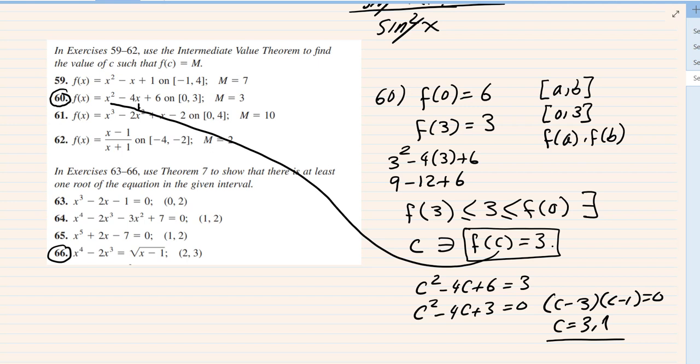Okay, there we go. Looks like we're good in this one. We're able to find the value of c. So that's how you work this one.